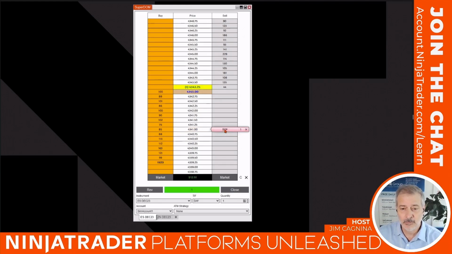I'm just going to use my middle mouse button and boom, that stop is automatically in, right? I didn't have to change the quantity. I didn't have to hit a checkbox. It's just automatic. It's single click. So if you don't like single click for stops, don't change that. But if you do like it, it's certainly convenient.